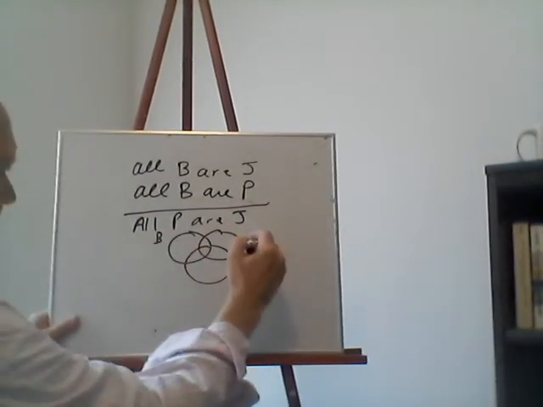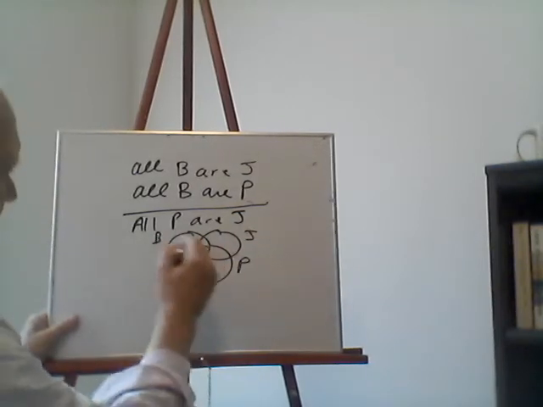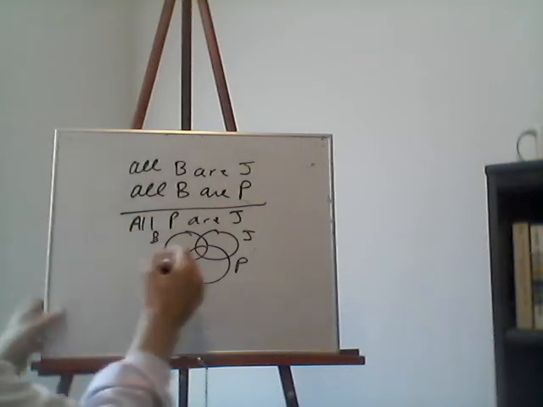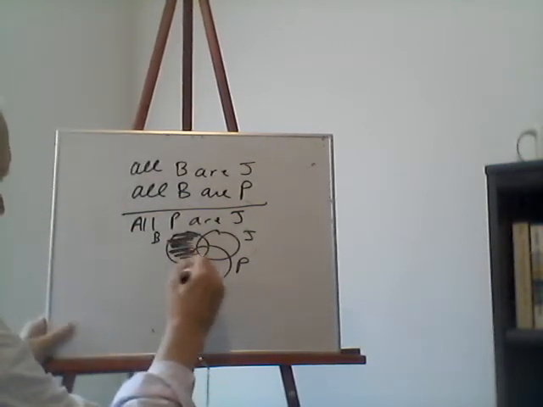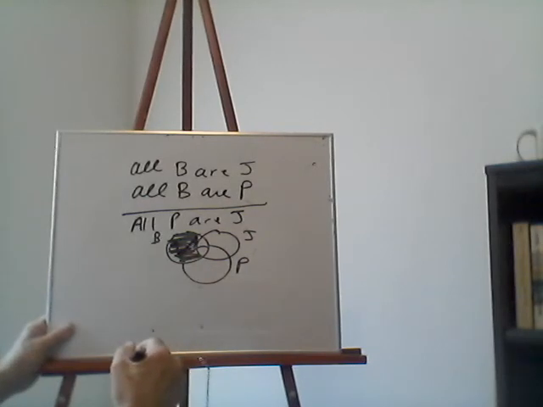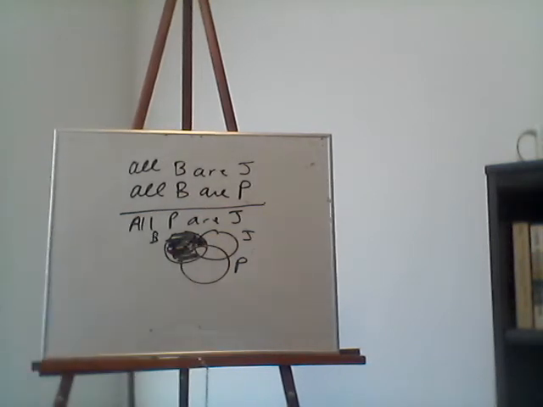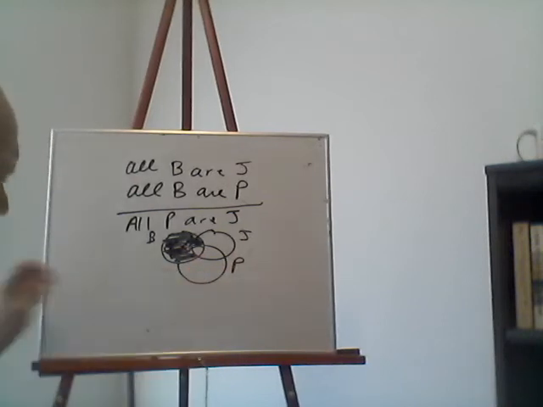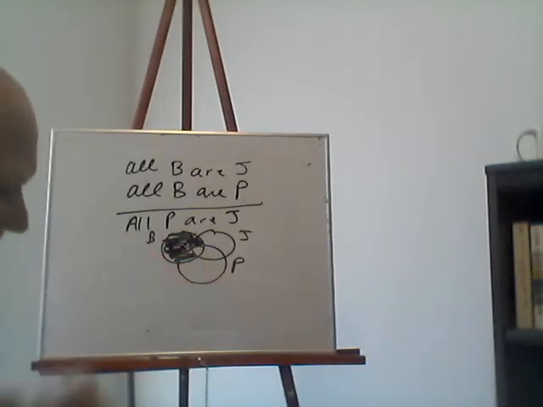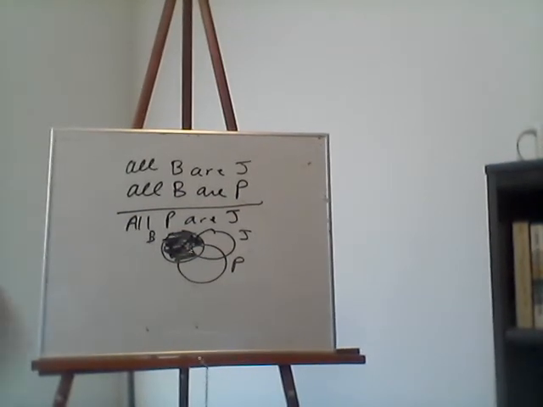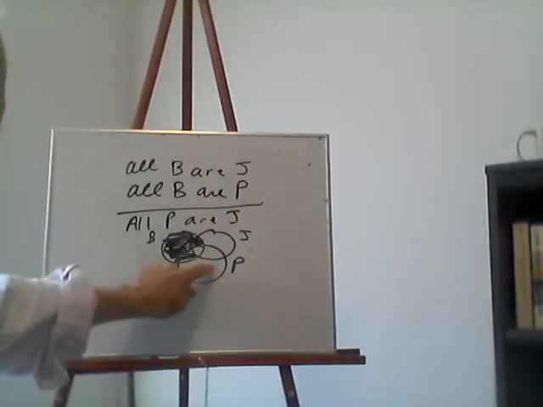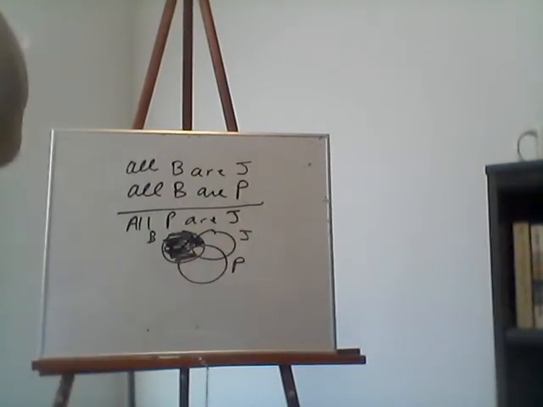B, J, P. All B or J. Darken everything inside B, which is outside J. That's these two sections. All B or P, darken everything inside B, which is outside of P. This has already been darkened here, so we just darken that. Do we know that all P or J? We don't, because for all P or J, this section would have to be darkened out. Everything inside P, this section is not darkened out, therefore this argument is invalid. So this is an invalid argument.